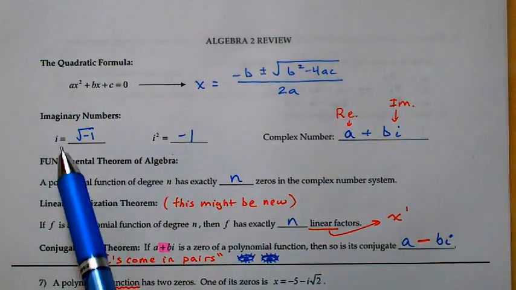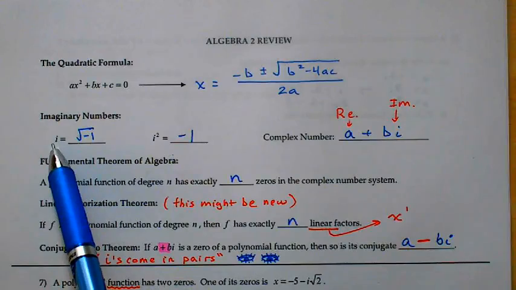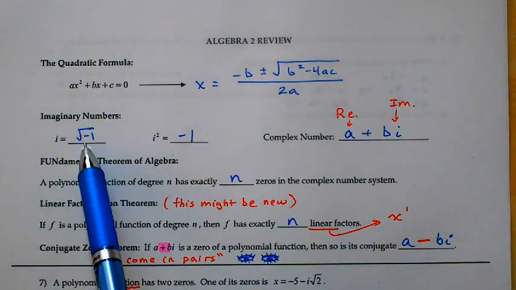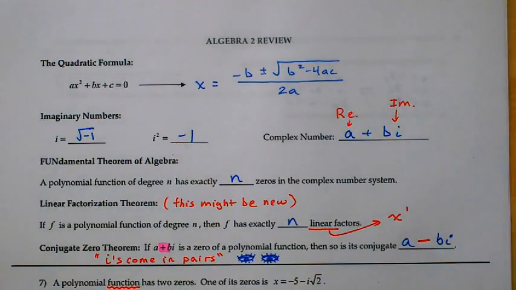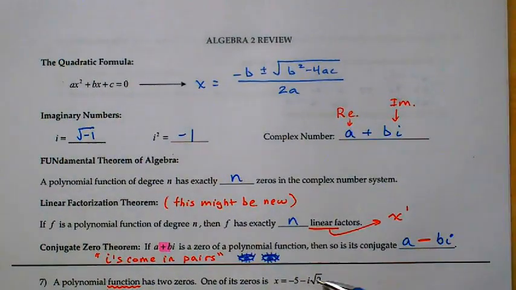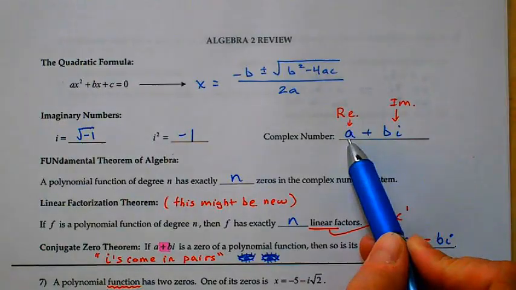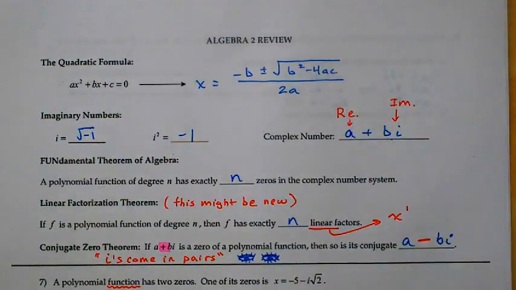And let's remember what imaginary numbers mean. The imaginary unit i is the square root of -1. That does mean i squared is -1. And a complex number is just a number that combines a real value with an imaginary value.